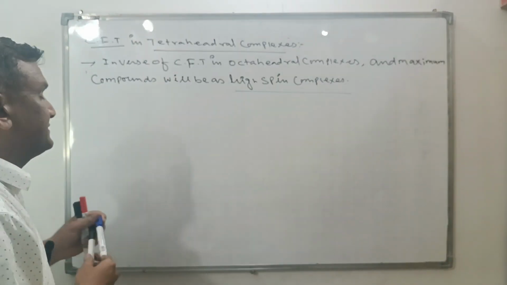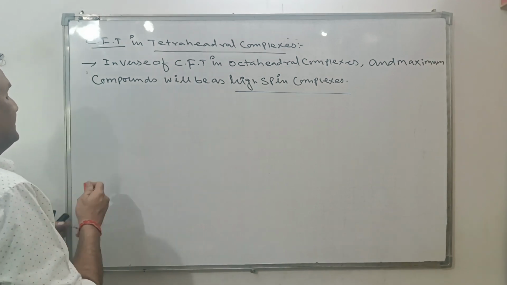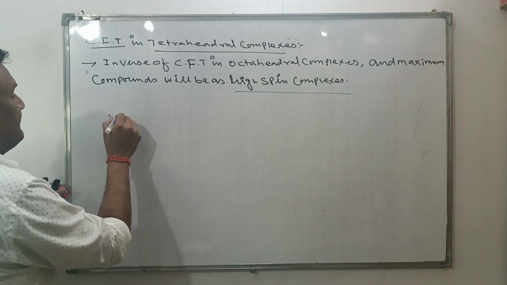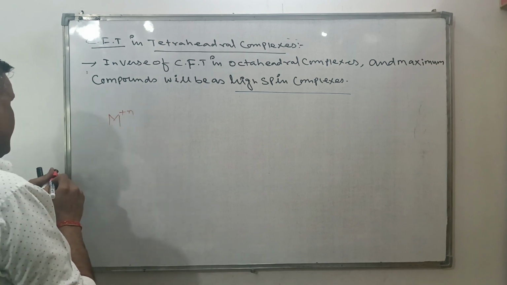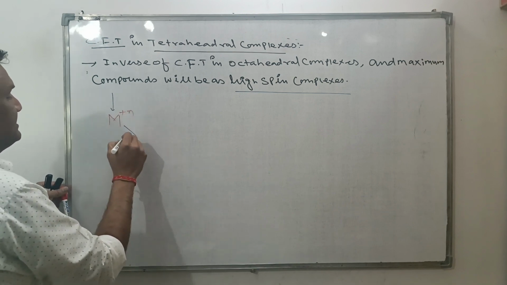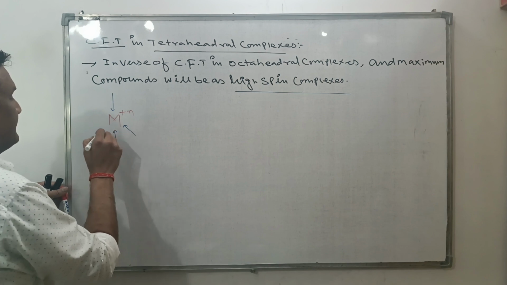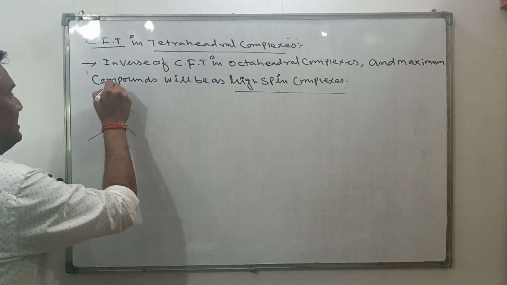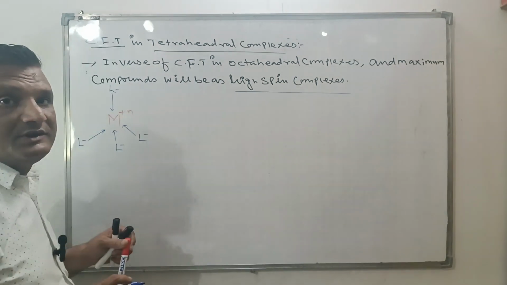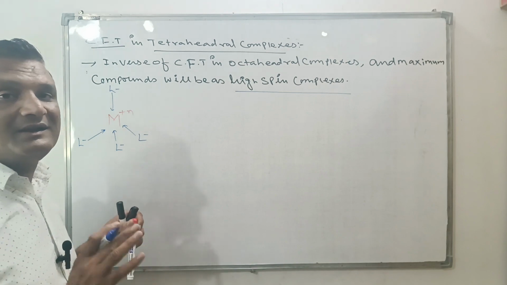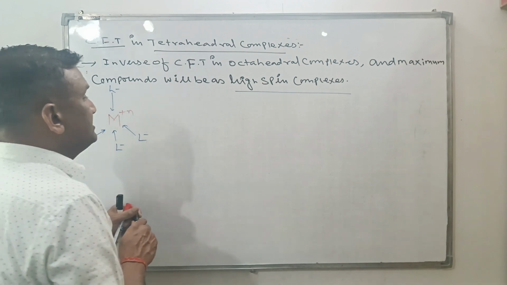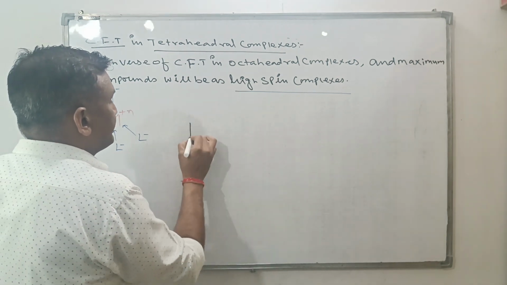If we first go with the geometry, then the metal atom will be positively charged according to CFT. This is the M plus N. Ligands will be directed as follows. These are the four ligands, L minus, because according to CFT all the complexes are assumed as ionic compounds. Now it's time to discuss the splitting of the orbitals.